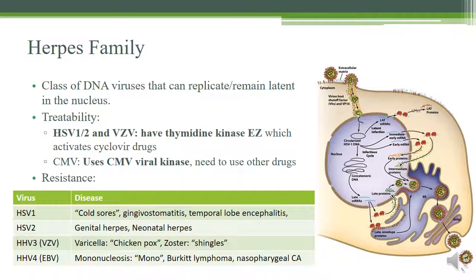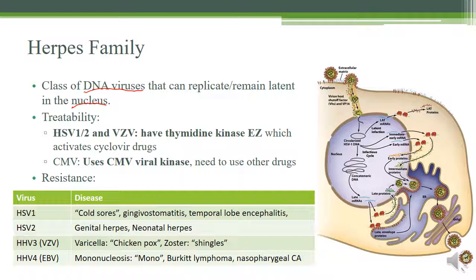Let's talk about the herpes family. The herpes family is special because they are a class of DNA viruses. They are enveloped DNA viruses, and they like to remain latent within the nucleus. So that makes them quite different. They almost fuse with our DNA, and they come in at random times.